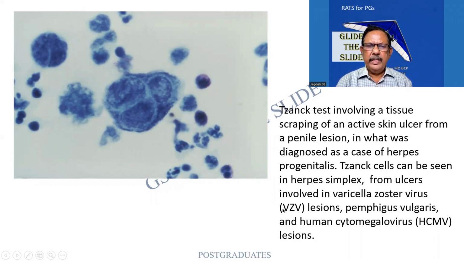Varicella zoster is again a close relative of the herpes zoster. Pemphigus vulgaris, an autoimmune disorder, and cytomegalovirus. So the list goes on. But what I would like you people to appreciate is large cells, large nucleus, multinucleated cells, nuclear molding. And it is obviously a smear because I'm not finding any tissue background.